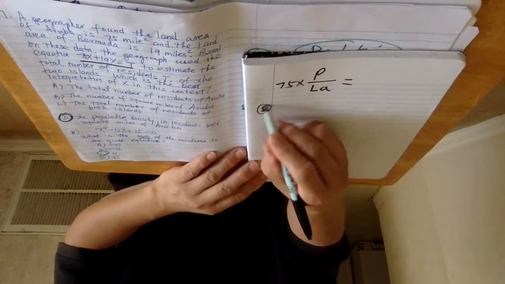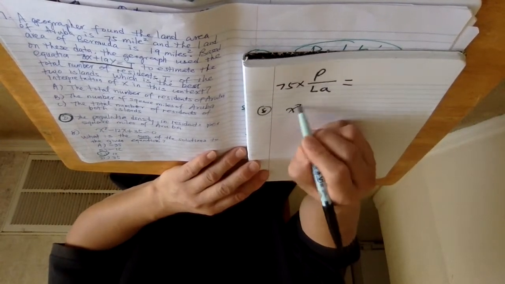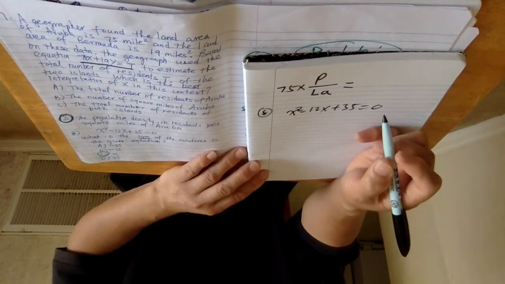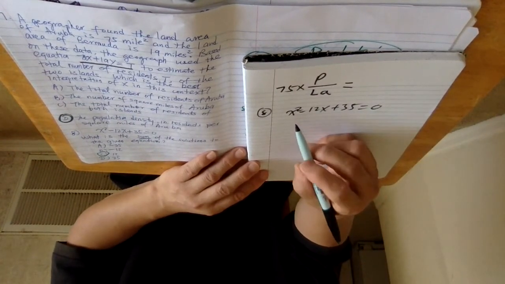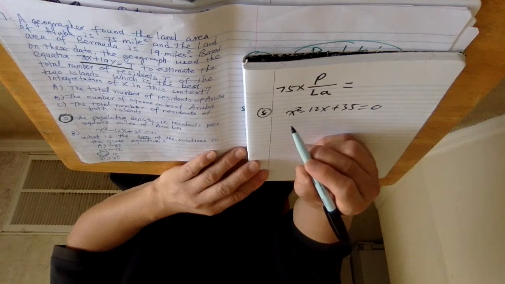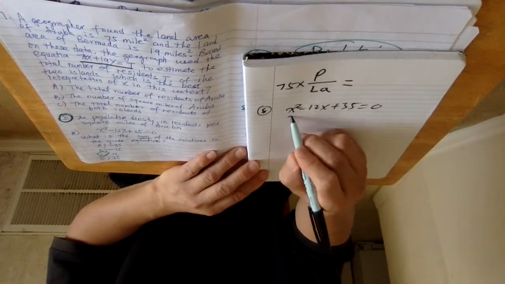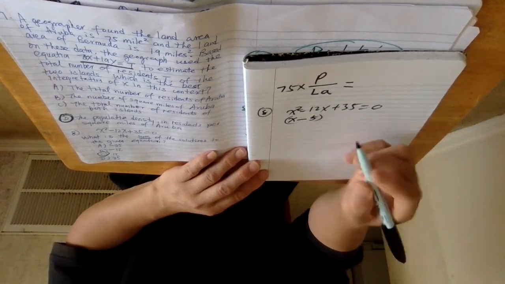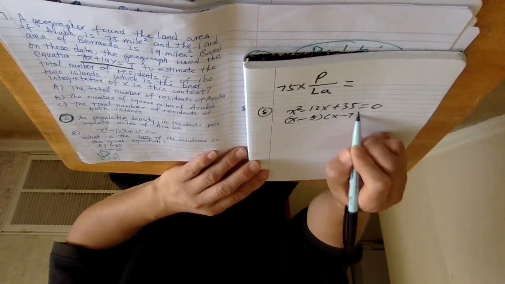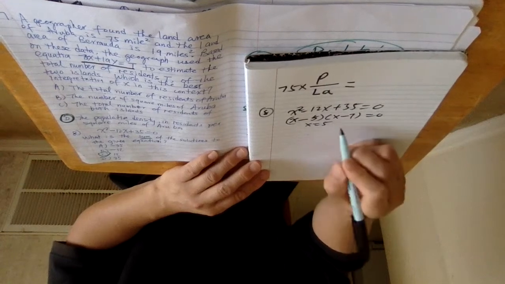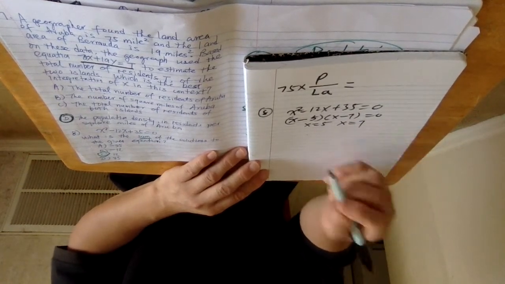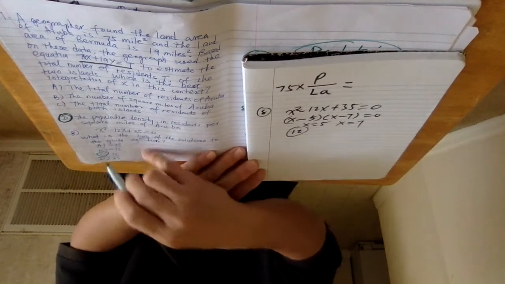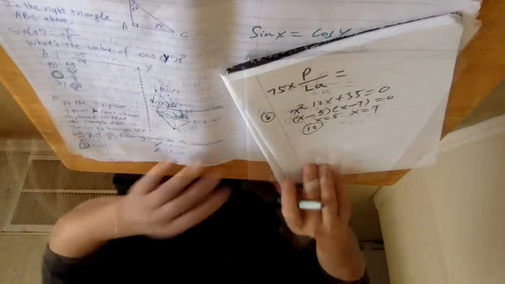Number 8. x squared minus 12x plus 35 equals 0. What's the sum of the solutions? So we need to find the two factors and then add them together. So x squared, you factor it out. 5 times 7 is 35. So x equals 5, x equals 7. So the answer will be 5 plus 7, which is 12. So the answer is C.